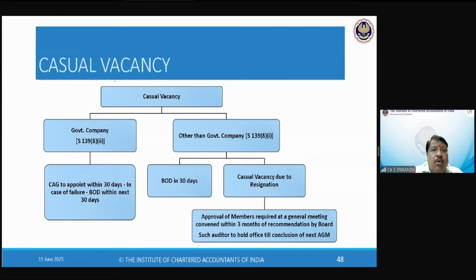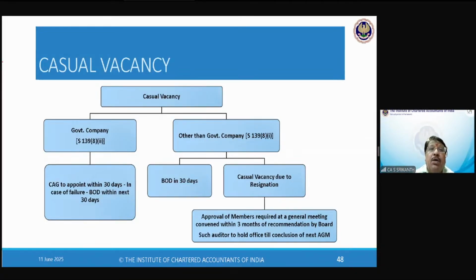Now, if a casual vacancy is arising in a government company, straight away run to CAG. This fellow is gone, disqualified, what to do, like that. So within 30 days, CAG will appoint. In case of failure, the board of directors within the next 30 days. Okay, no problem. But other than that, see, 139 is a huge thing.